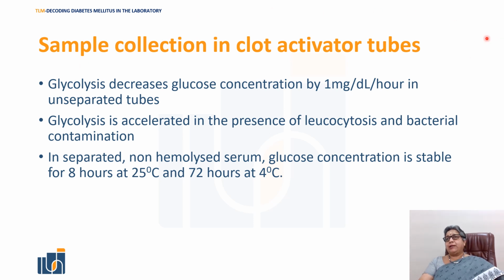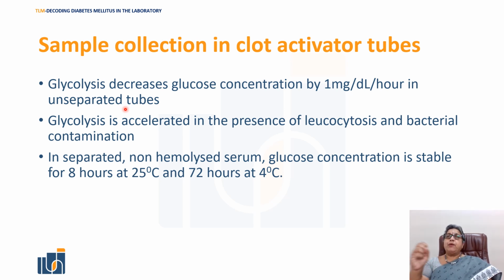Now, sample collection in clot activator tubes, red capped tubes, plain tubes, call it what you may, because that is a tube that we are using to collect most of our samples for clinical chemistry. So why can't we use the same tube? Glycolysis decreases glucose concentration by 1 milligram per deciliter per hour in unseparated tubes. So you can collect sample in a clot activator tube, but if you're going to leave it unseparated for a defined length of time like 6 hours or 7 hours, you should remember that the RBCs are in contact with the glucose, and therefore the glucose concentration will reduce by 1 milligram per deciliter per hour. So if you're going to do it after 8 hours, it will probably come down by 8 milligrams per deciliter.